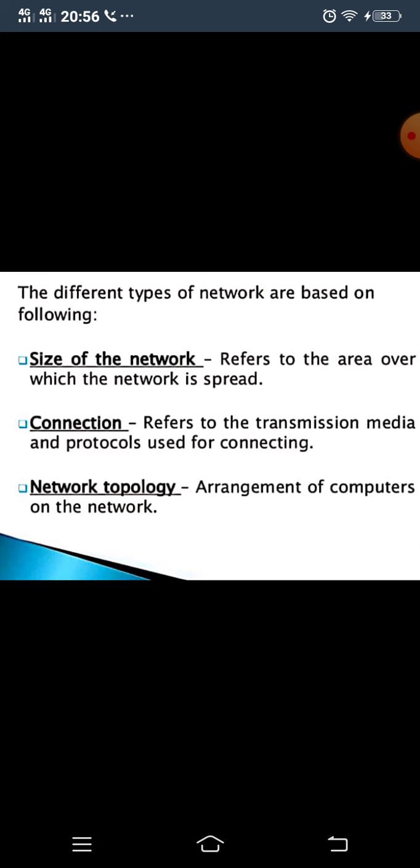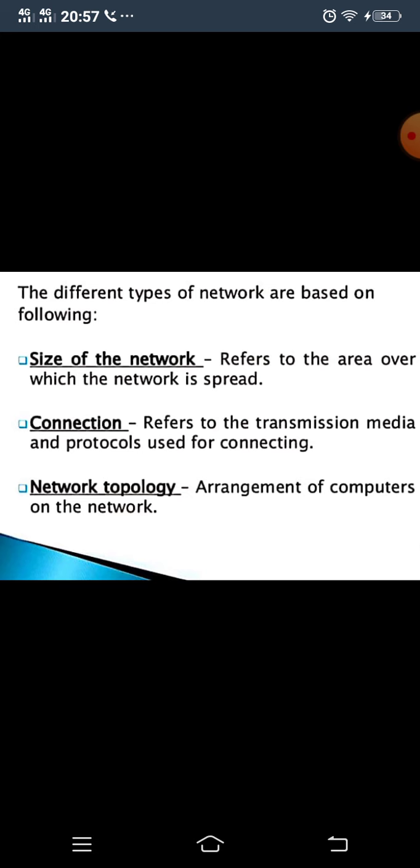Now, what does the size of the network mean? It refers to the area over which the network is spread. For example, the area of the network is just one institution, just like a school laboratory. Or sometimes it may refer to the network of the whole country. So the size of the network is the first thing. The second one is connection. It refers to the transmission media and protocols used for connecting.